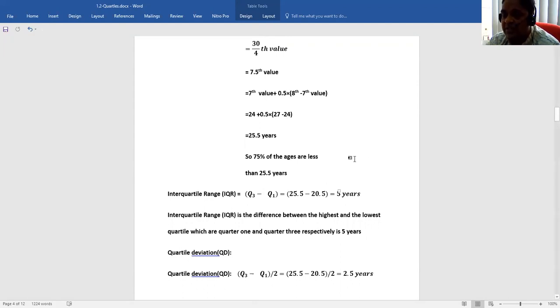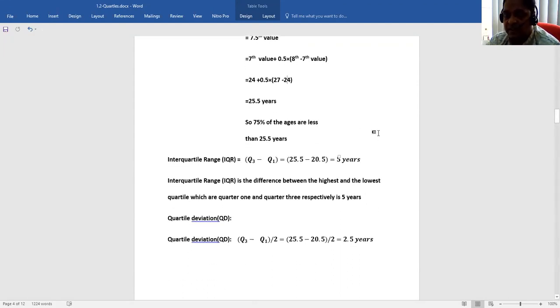After knowing the quartiles, we can calculate another measure in statistics called the interquartile range. The interquartile range is the difference between the highest quartile, the third quartile, and the first quartile. The formula is straightforward. It is denoted by IQR, Q3 minus Q1. We got the third quartile already, 25.5, and the first quartile 20.5, and it will be 5 years. That is the difference between the highest and lowest quartile of ages.